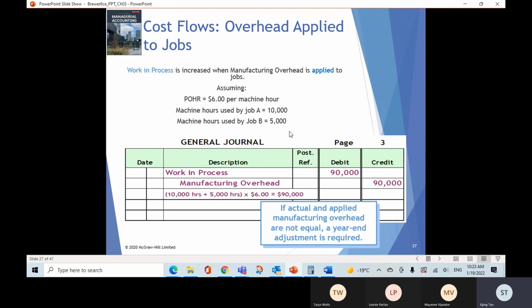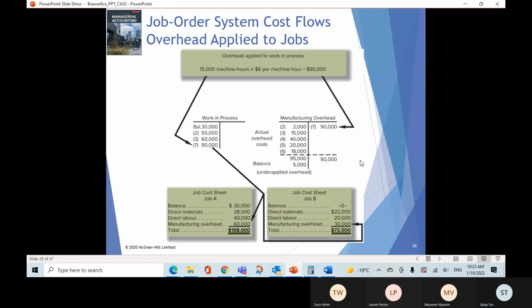Now we need to calculate the manufacturing overhead, right? We're using the total hours times the rate. Then we have $90,000. So $90,000 is the manufacturing overhead. So we debit our work in process and credit manufacturing overhead. So it's $90,000. Now we have our rate and we have our overhead cost.